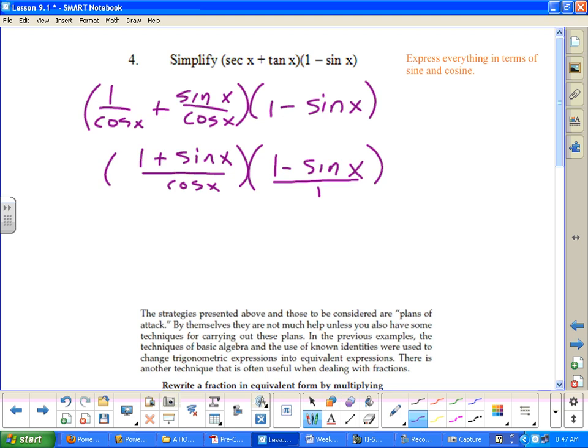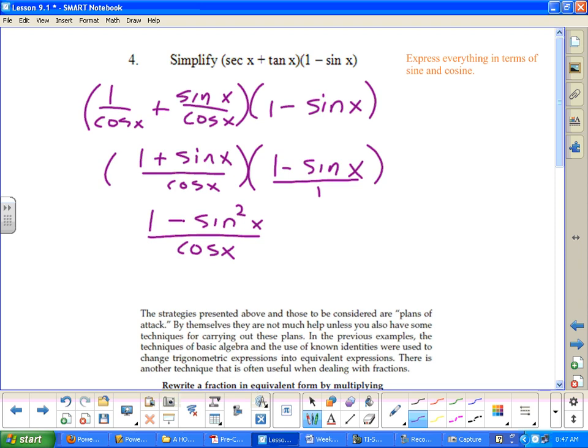Well, let's see. If I multiply that out, we get 1. Let's see. I get a negative sine, positive sine, which is 0, right? And then minus sine squared. Okay, so I had the difference of two squares there, right? One plus sine and one minus sine. So I have something squared.